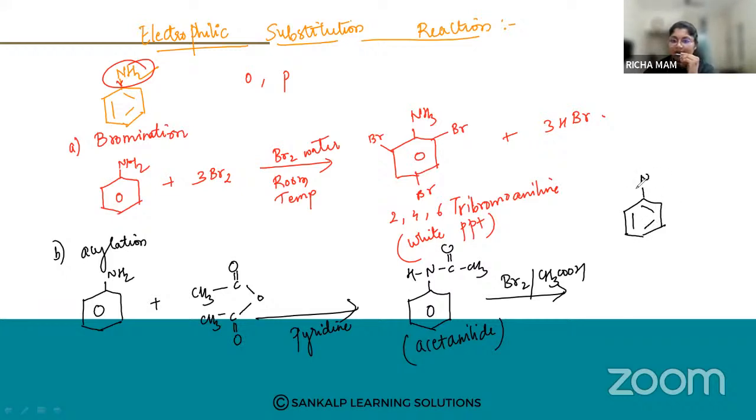We are going to get NH C double bond O CH3 and Br, plus NH C double bond O CH3 and Br. So we are going to get the mono substituted product.